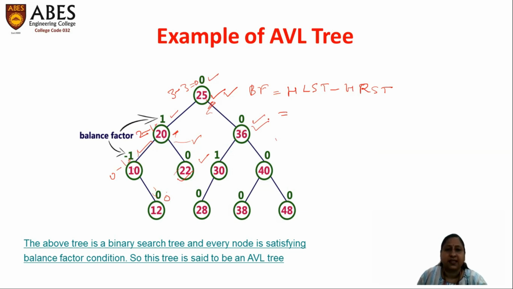The balance factor is either -1, 0, or 1. If we have these three types of balance factors for every node, that is -1, 0, and 1, then it is satisfying the property of AVL tree. And so the tree is said to be an AVL tree, or you can call it a height balanced tree.